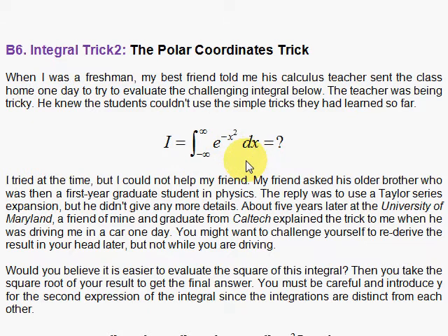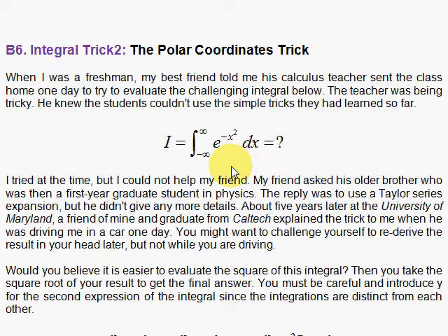to a friend of mine in college as a freshman. He had just learned, and I was taking calculus at the same time in a different school, we had just learned how to do e to the minus x dx, and in that case it'd be from 0 to infinity, so you have a finite integral. So we knew how to do that. But when you have the x squared, that complicates things, and we couldn't figure it out. It was very, very frustrating.